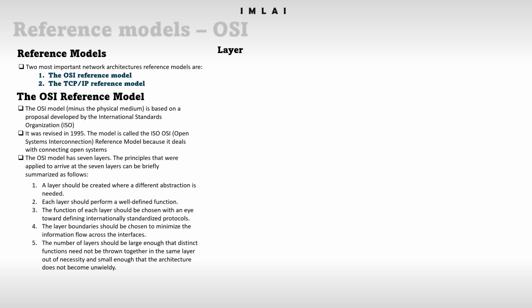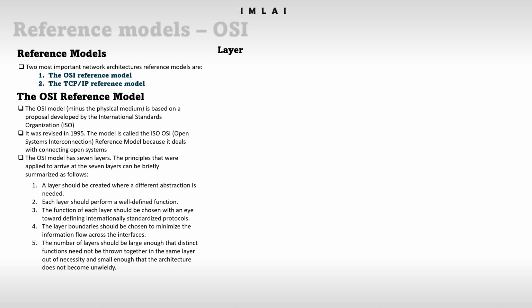Note that the OSI model itself is not a network architecture, because it does not specify the exact services and protocols to be used in each layer. It just tells what each layer should do. However, ISO has also produced standards for all the layers, although these are not part of the reference model itself. Each one has been published as a separate international standard. So the model is widely used, although the associated protocols have been long forgotten.